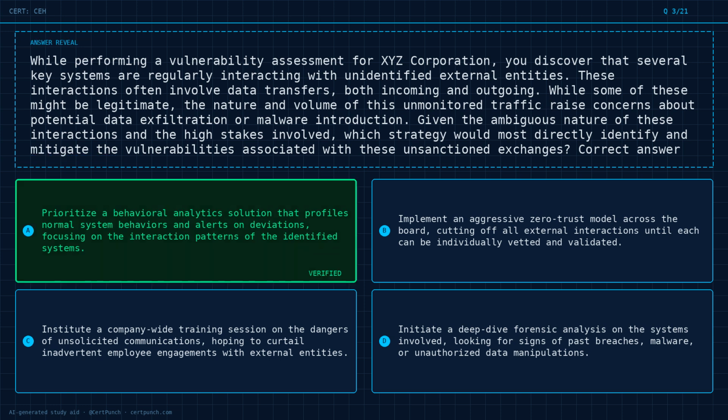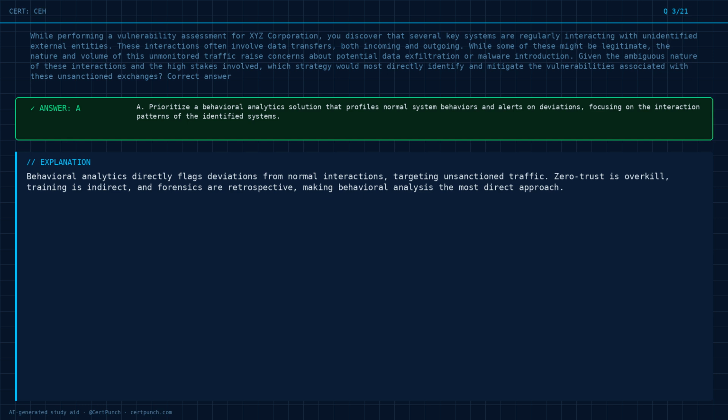The answer is option A. Exam logic: behavioral analytics directly flags deviations from normal interactions, targeting unsanctioned traffic. Zero trust is overkill. Training is indirect, and forensics are retrospective, making behavioral analysis the most direct approach.